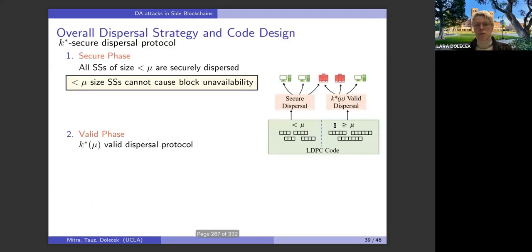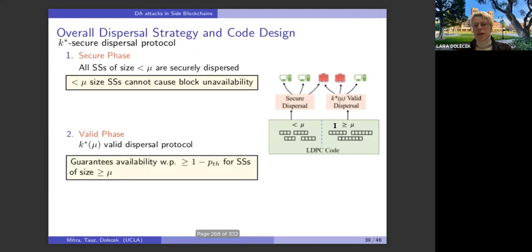So overall, just to summarize, we have two stages. In the secure phase, no small stopping sets can be hidden, and in the valid phase, we guarantee availability with high probability for large stopping sets.